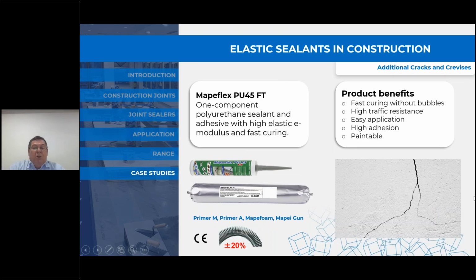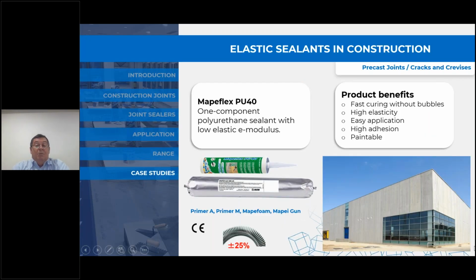When you look at additional cracks and crevices and the like, this is where PU45FT and even PU40 for that matter can be used. They're both fast curing, they don't produce bubbles, very good high traffic resistance, ease of application and high adhesion to the surface, and are paintable. PU40 is particularly suitable for tilt up and precast elements, joint sealing between. It's easy to apply, has high adhesion, and again is also paintable.